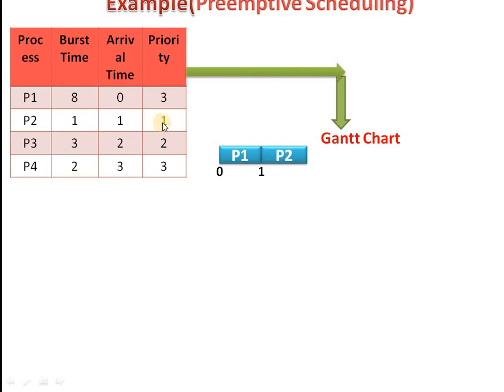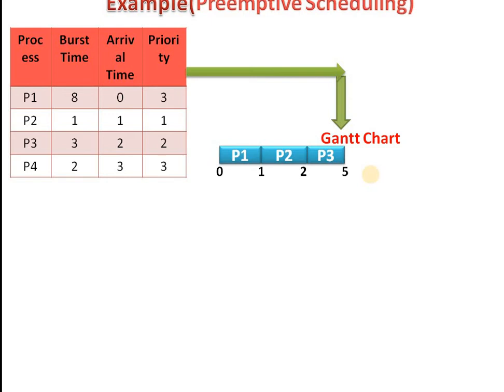When P2 is getting executed, at that time P3 will enter, but its priority is lower than P2, so P2 will execute completely, so its burst time is 1. P1's 1 millisecond and P2's total burst time is 1, so 1 plus 1 is 2. After that P3 will be executed because P4 has a lower priority than P3, so P3 will be executed completely and its burst time is 3, so 2 plus 3 is 5 milliseconds.